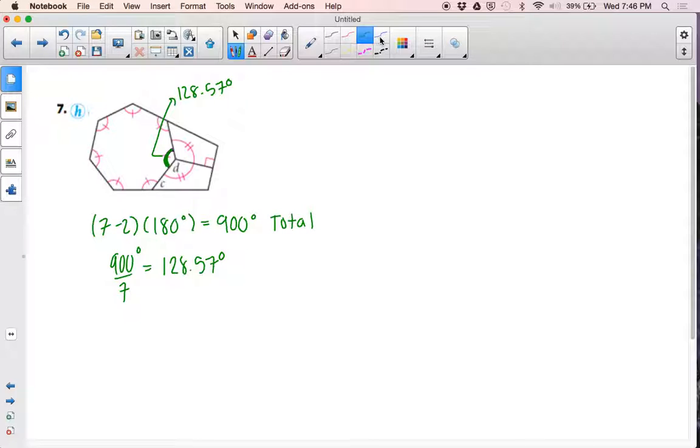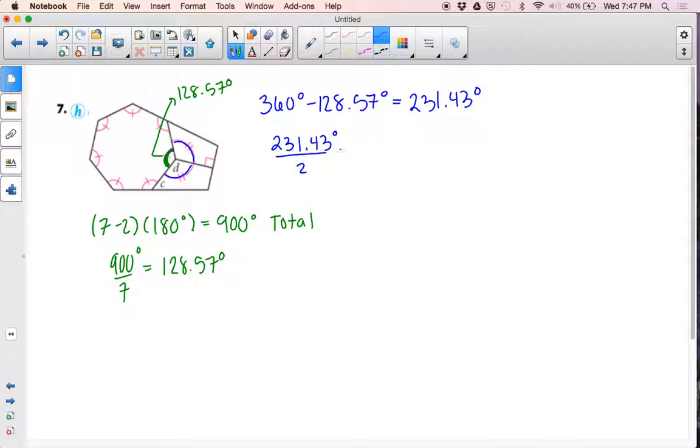So this green angle here is 128.57 degrees. Now notice that this green angle and the two that I colored in blue form a circle, so they add up to 360. So if I take 360 degrees and subtract 128.57, then I get 231.43 degrees. Now that gives me both of those blue angles together. So I have to take 231.43 and divide it by 2 to get each one individually. So it's about 115.72 degrees. So that equals my angle D there.